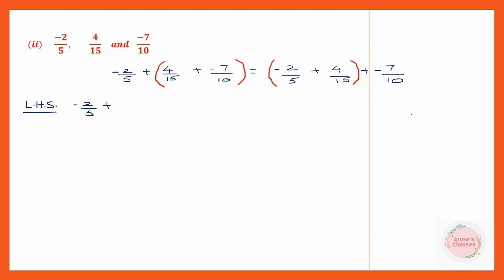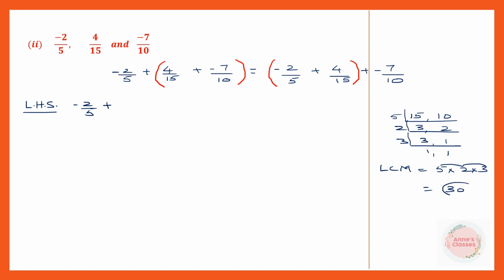So let's find the LCM of 15 and 10. Let's use 5. 5 3s are 15, 5 2s are 10. Now we can use 2 to bring down 3, 2 1s are 2. You can use 3 now, 1 and 1. So your LCM is 5 into 2 into 3. 5 2s are 10, 10 3s are 30. So that is our LCM that we are going to use here. So the denominator has now become common to both. So that is your LCM, 30.